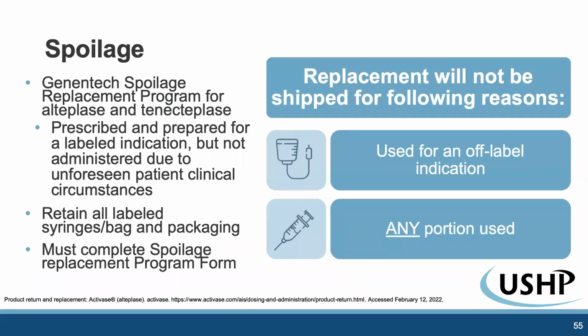And then next, I wanted to discuss spoilage. In looking at spoilage, the Genentech spoilage replacement program is something that can be utilized for both Alteplase and Tenecteplase. An example of this is if the prepared medication for a labeled indication is not administered due to an unforeseen patient clinical circumstance, then the Genentech spoilage replacement program can be utilized. You just have to retain all of the labeled syringes, bags, and packaging associated with the medication, and then complete the program form.